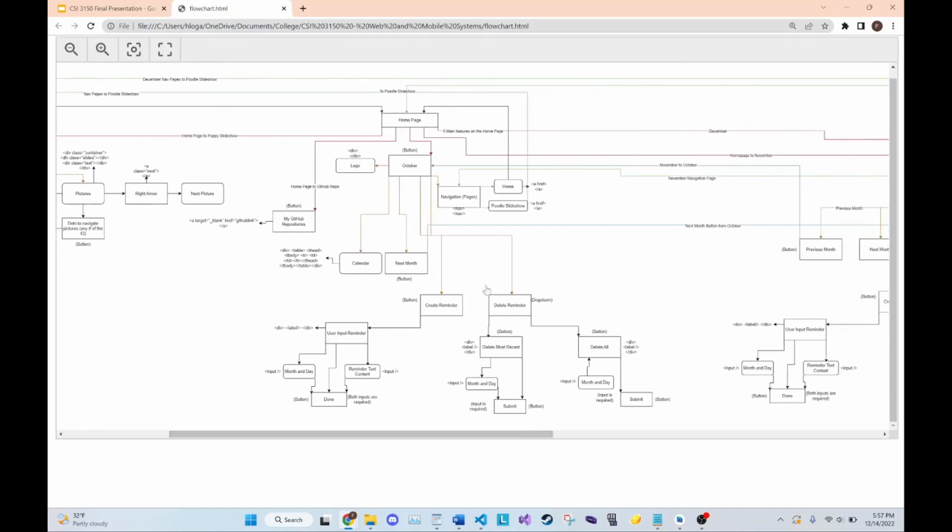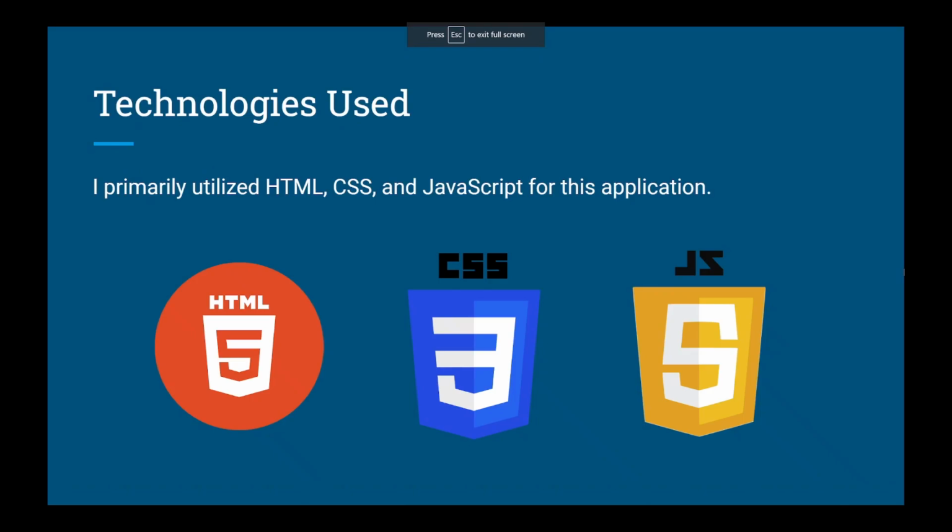Each month has their own things, the navigation pages, the next month only for this one because there's no previous, the create reminders, which takes the user input with the day and the text content, and then delete, which only takes the day and is also a drop down. Now back to the slideshow. All we really used was HTML5, CSS3, and JavaScript for the web application.